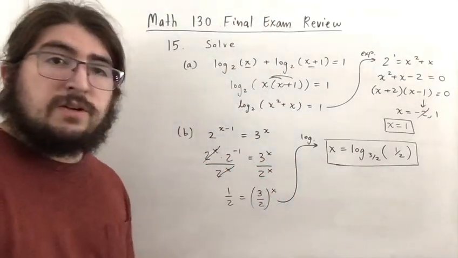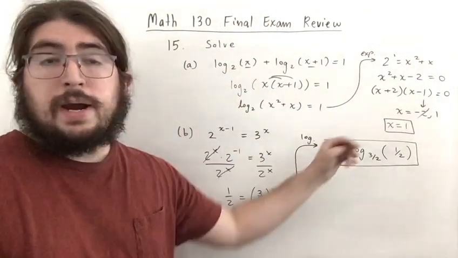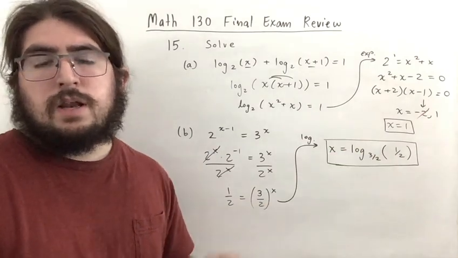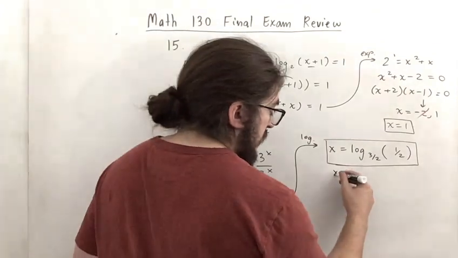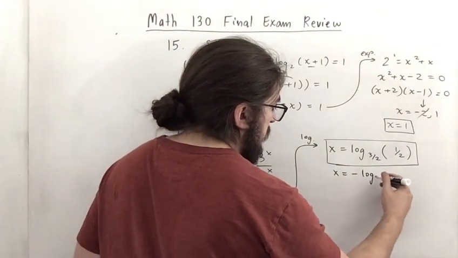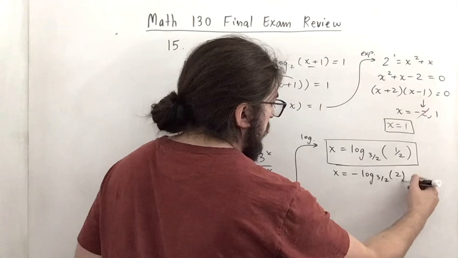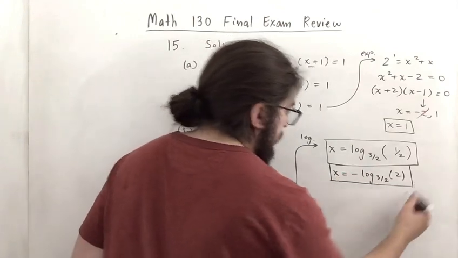Since the inside is a fraction, you can write this as log base 3 over 2 of 1 minus log base 3 over 2 of 2. But log base anything of 1 is 0, so that's just actually negative that. So in fact, we can write this as negative log base 3 over 2 of 2. That also works as a solution, just as acceptable.